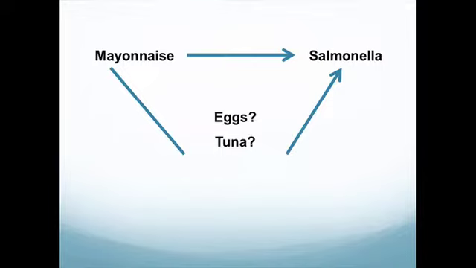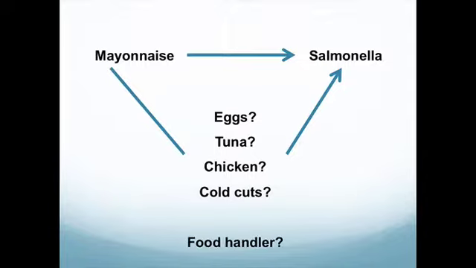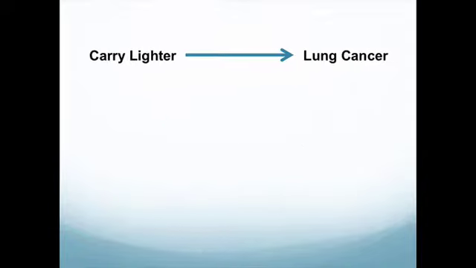It could be tuna, similarly, tuna salad. It could be the chicken, right? All these things that are sort of correlated with eating mayonnaise, they go together. Could be cold cuts, right? Everyone had their hoagies and there was mayonnaise on them, but it was actually the cold cuts. Or it could be a food handler. So maybe it was a food handler that was getting people sick, and it just happened to be that food handler was also handling the mayonnaise.